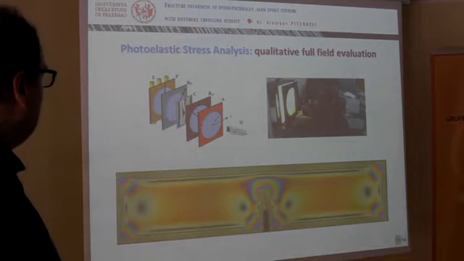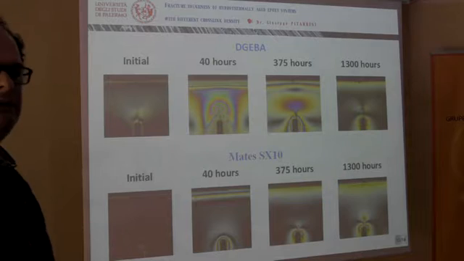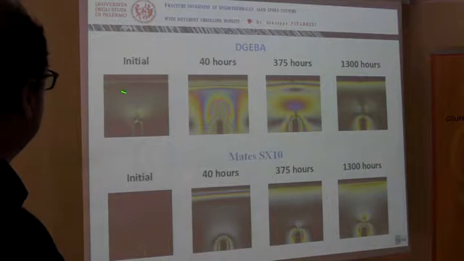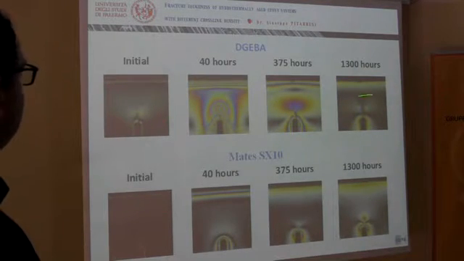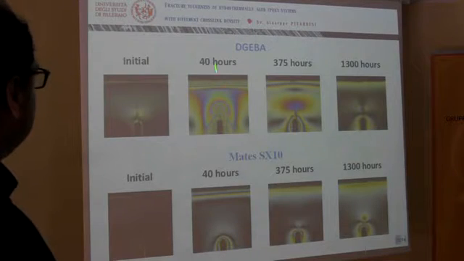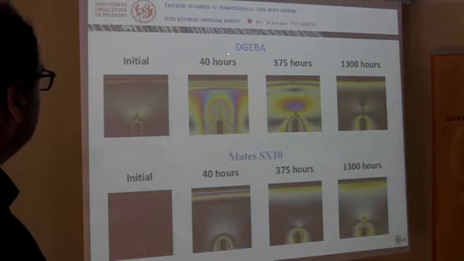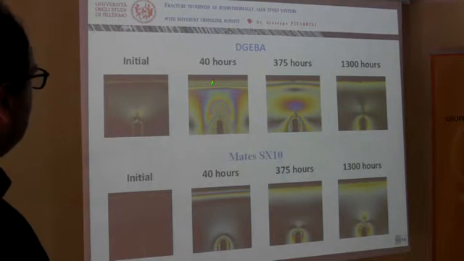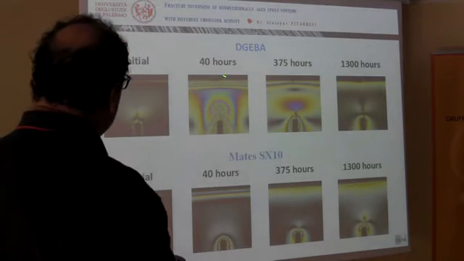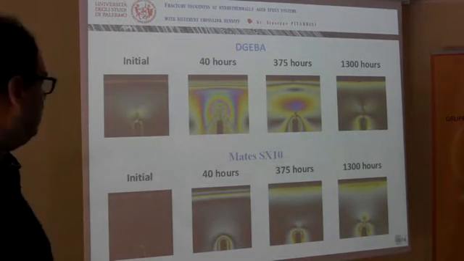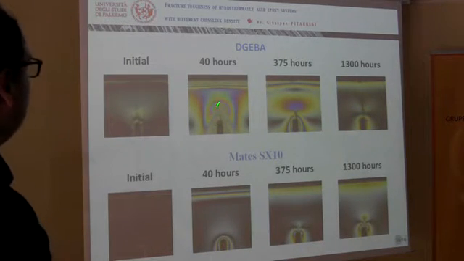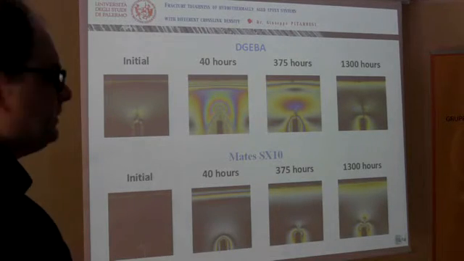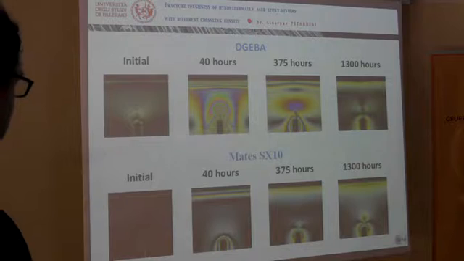First of all, we have performed a qualitative analysis of these fringe maps, and you can follow these results of JEBA and S610 in these two rows, taken at different times. Basically, you can see that for JEBA, the initial state is stress-free. After already 40 hours of aging, there are very high stresses on the straight border and also on the crack tip. And this is the typical aspect that we found from this analysis.